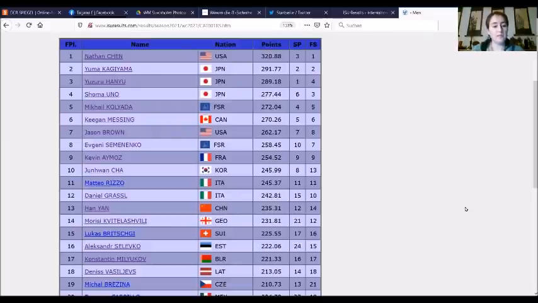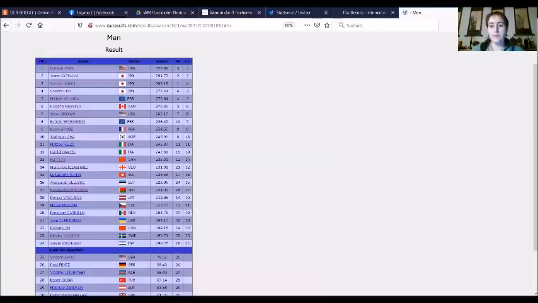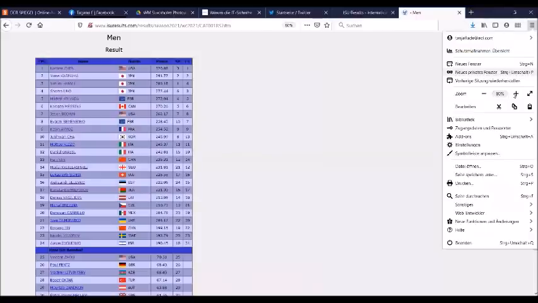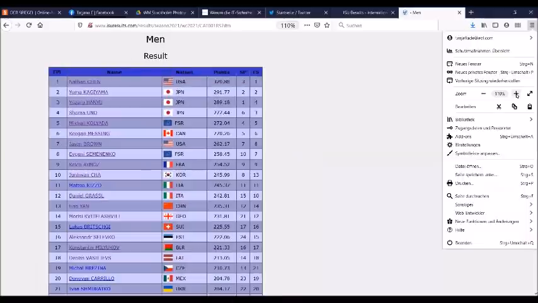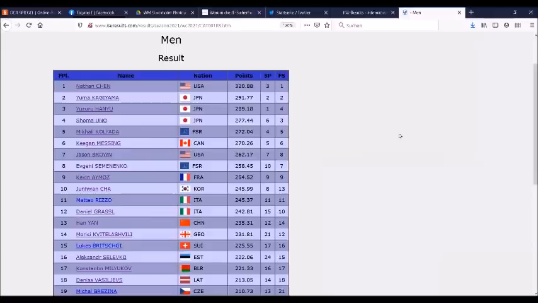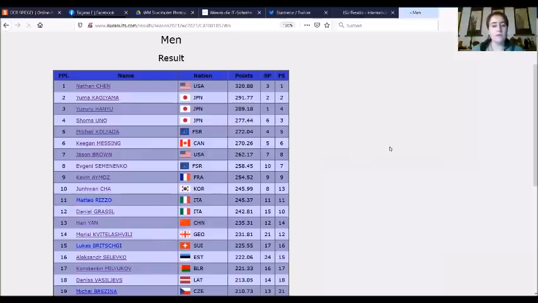Or Canada, Keegan Messing. He placed in the top 10. That means he would have 2 spots secured. But again, he was the only Canadian man competing. So again, Canada needs to send another skater to Oberstdorf to have this 2nd spot.